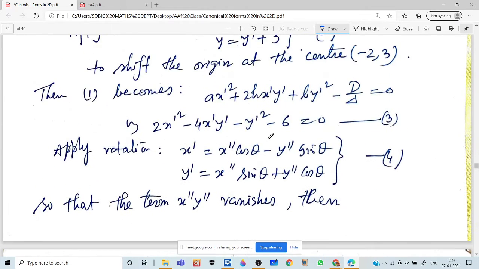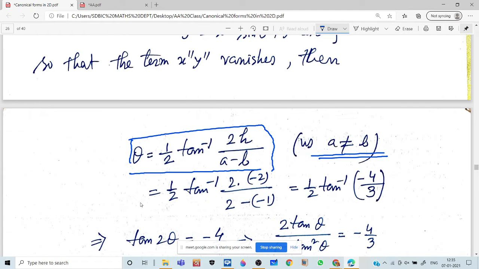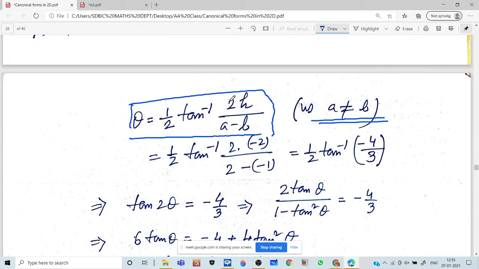Now here A and B are not equal, so in this case tan 2 theta is equal to twice h by a minus b. So theta is equal to half tan inverse 2h by a minus b when a is not equal to b. Remember this formula. In the formula of rotation, theta is given by this relation. Here the values of h, a and b are: h is equal to minus 2, a equal to 2, b equal to minus 1. After simplification, you get half of tan inverse minus 4 by 3.